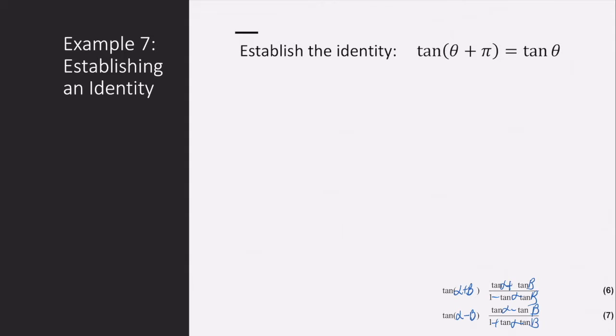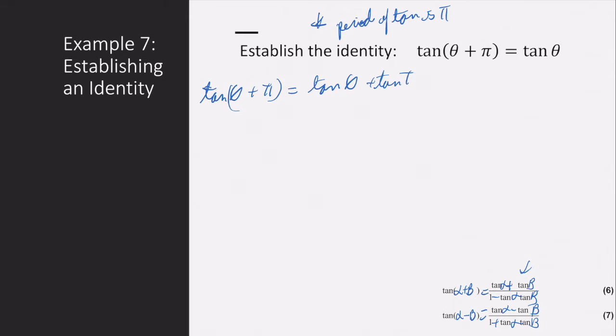Let's establish the identity that tan of theta plus pi equals tan of theta. And you should think in your head already, oh yeah, this has to be true because the period of the tangent function is pi. But we're going to prove it mathematically. So if I have tan of theta plus pi, we can rewrite that as tan of theta, we're going to use this top one, plus tan of pi over 1 minus tan theta tan pi.